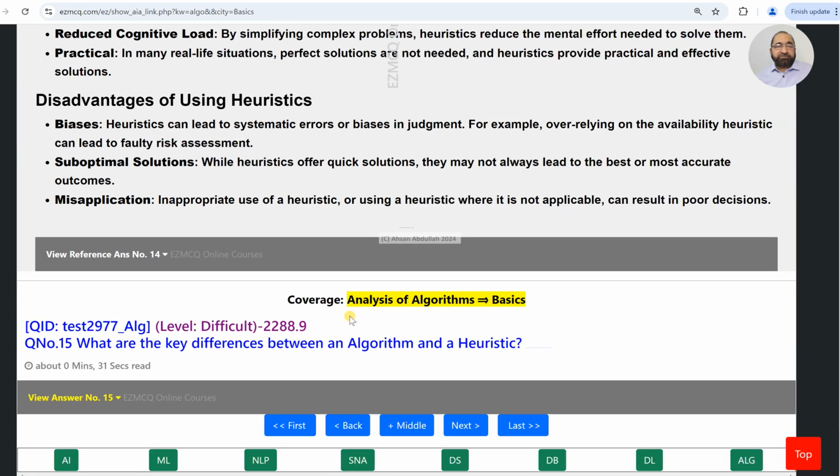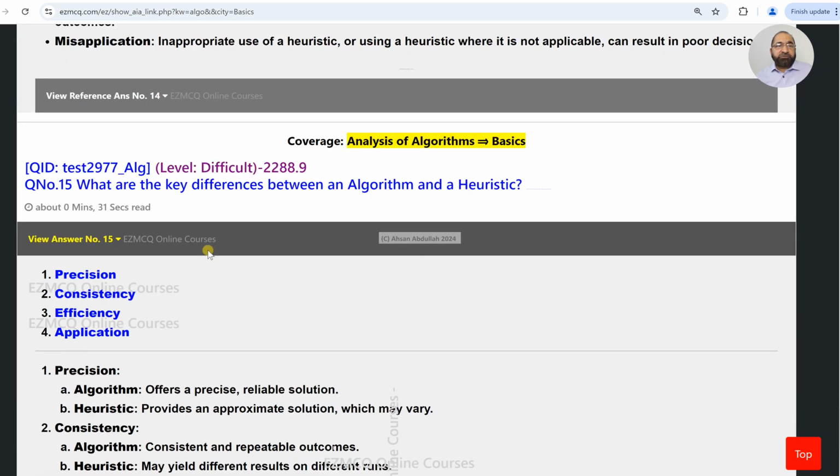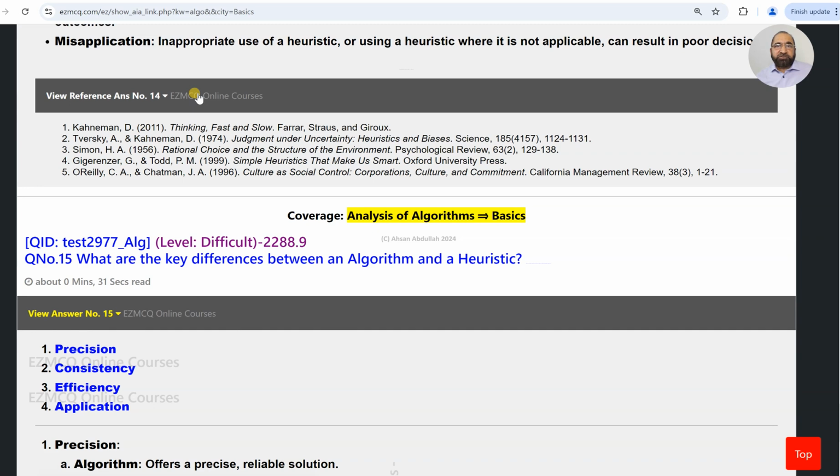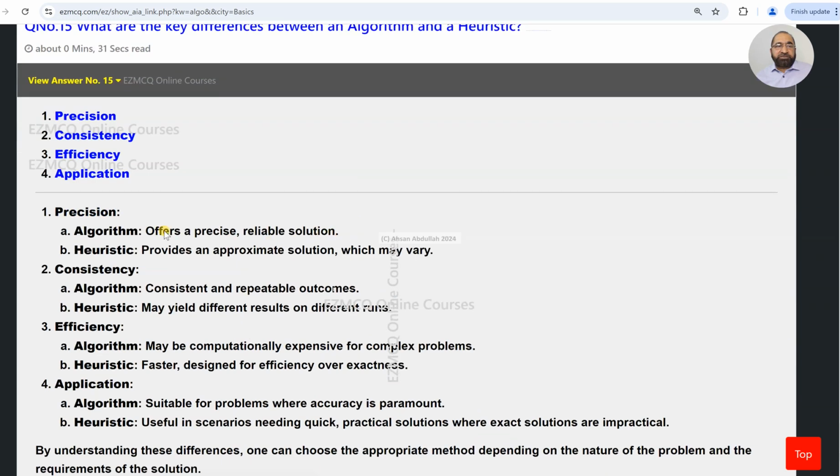Okay. So what are the key differences between a heuristic and an algorithm? There are a few of them. First of all is precision. If you would like to read more about them, there's a lot of interesting material available. So the difference between an algorithm and a heuristic is precision. Algorithms offer a precise, reliable solution. There is no precision, there is approximation, with a heuristic. Algorithms give consistent and repeatable outcomes.